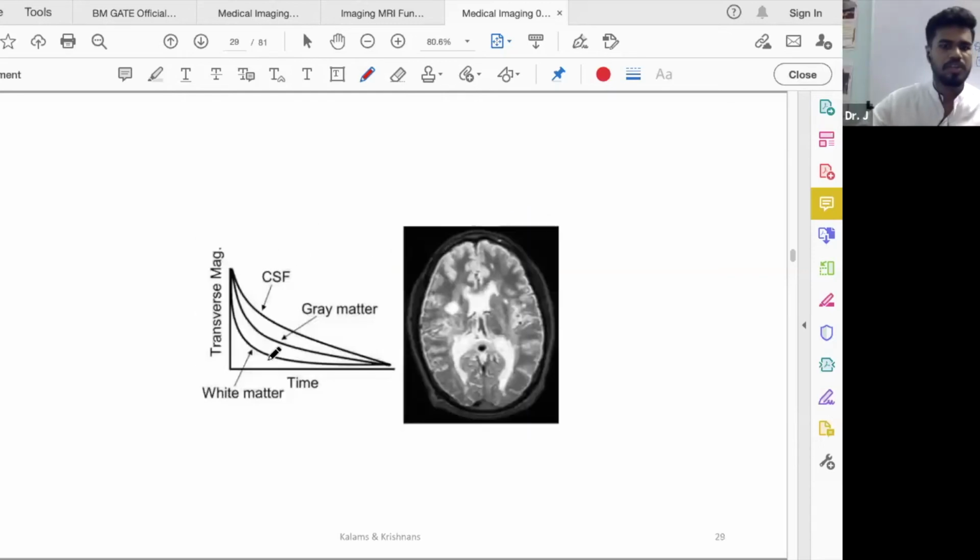So let's look at what happens to T2. Okay. So now these are T2 relaxations. Again, CSF, gray matter and white matter do different things for T2 relaxations. Again, the cerebrospinal fluid relaxes very slow. So if you had to take any line over here, see the difference. Then this is very, very white cerebrospinal fluid.